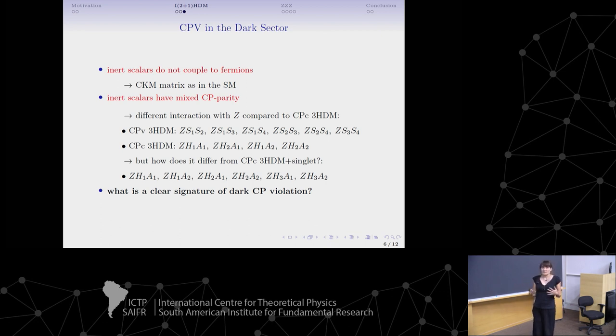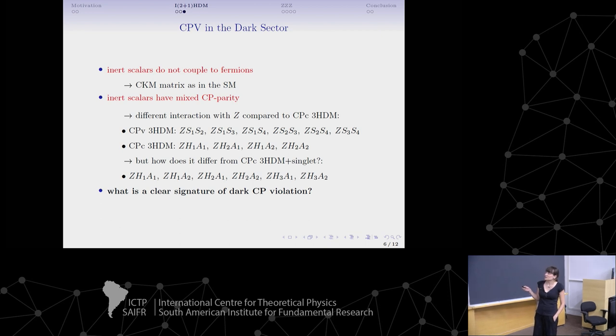You would think, naively, and it is true, that if we look at the interaction Lagrangian, we know that there is a violation because, for example, we have interaction with the Z boson. We have all of those six possible vertices, Z S_i S_j. That is a sign of CP violation. If we compare that to the CP-conserving Three-Higgs Doublet model, where we only have those four types of interaction, well, then we know that it's a CP violation. But can we really see it?